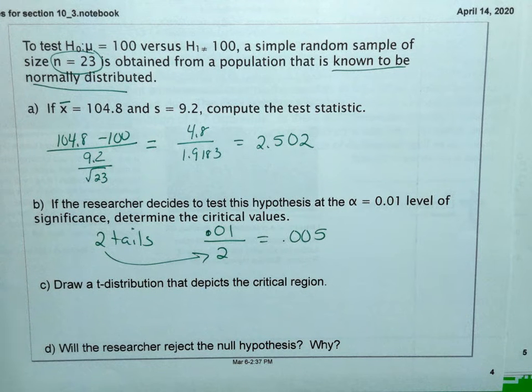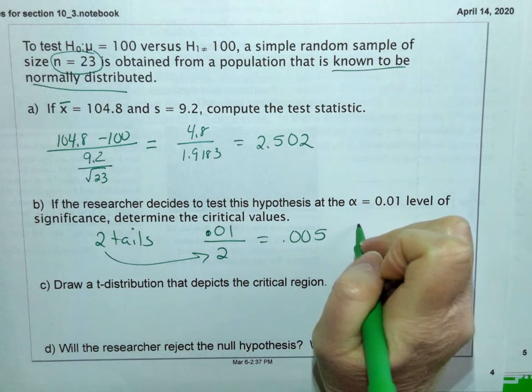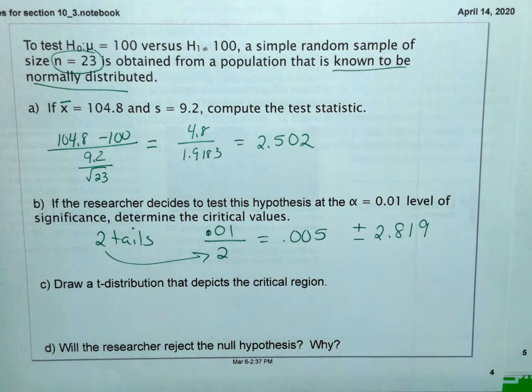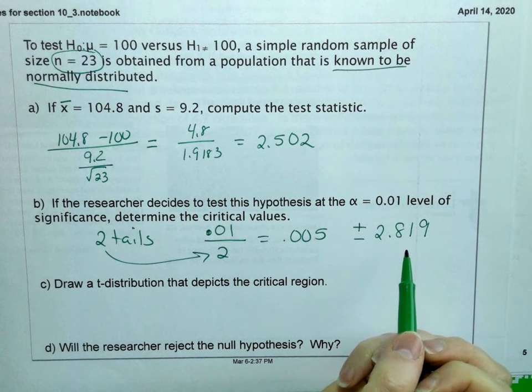We grab our book. We open to the back cover. We go down the left side to 22, because 23 minus 1 is 22. We go across to 0.005. Our answer is going to be plus or minus 2.819, I believe is what I read. Okay, agree with that? Okay, now that I have 2.819, I make my comparison.